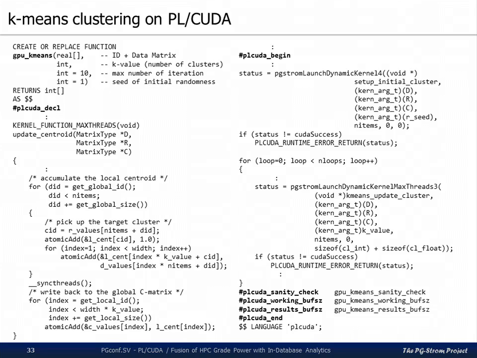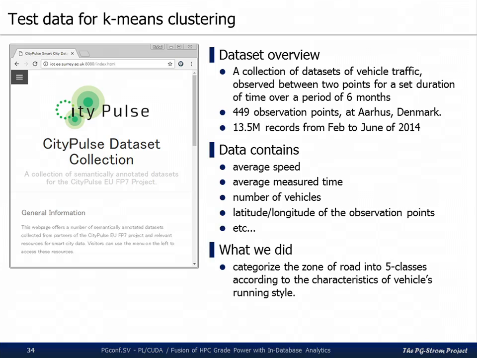So anyway, we put multiple functions, several support functions to make a sanity check and put a hint for a working buffer and result buffer size. And the thing I tried is to use a dataset from the CityPulse project. That is traffic data recorded in Aarhus City in Denmark.